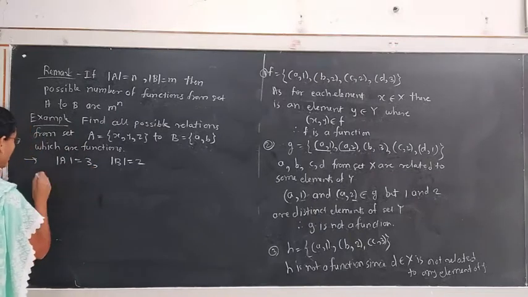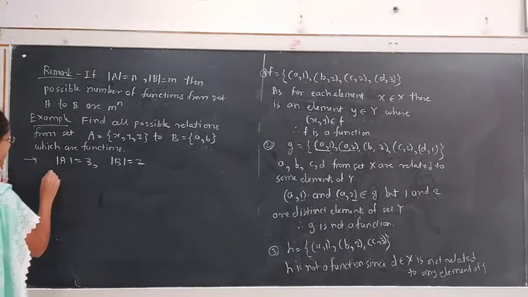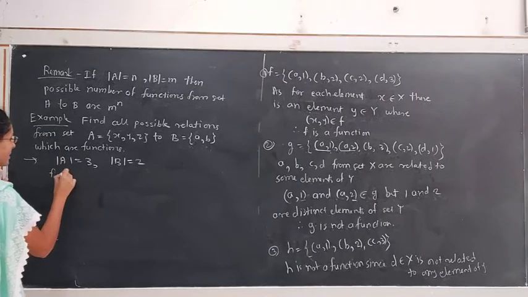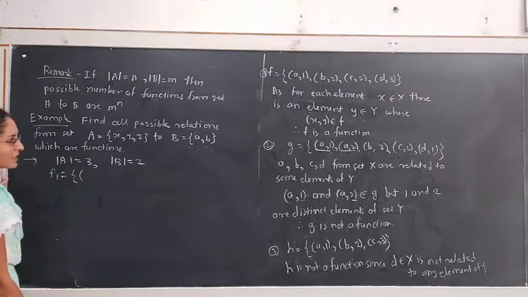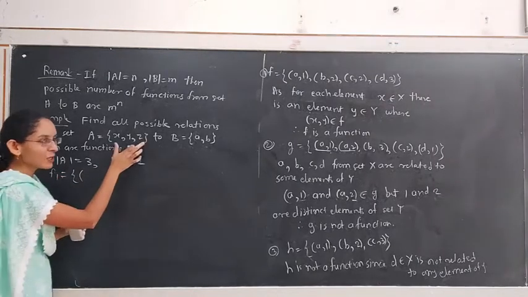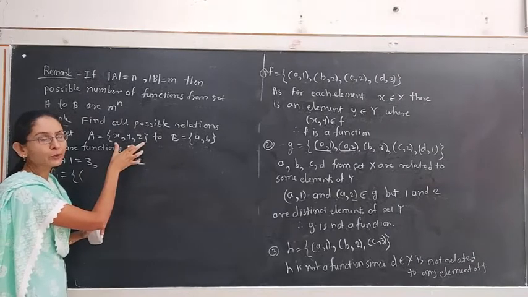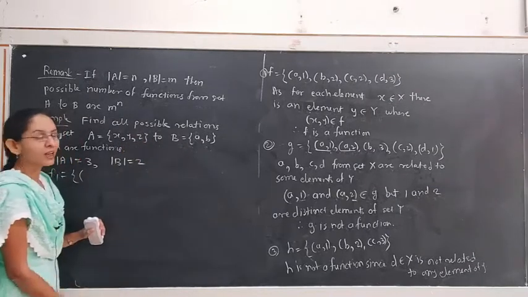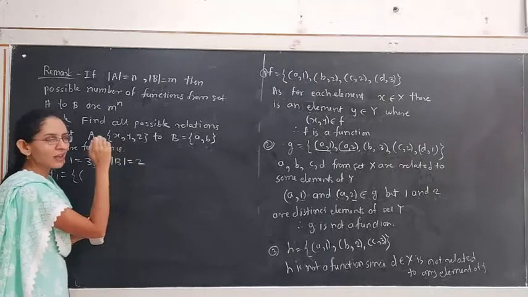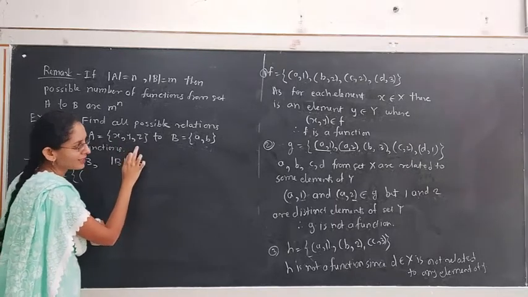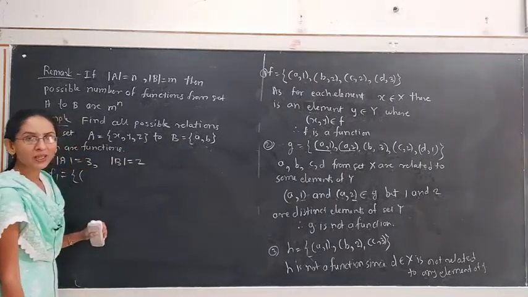We write these functions. Suppose the first relation is defined as f1. What is the definition of a function? Each element of set A is related to some element of set B. Each element of set A means every element of set A should be related to some element of set B.